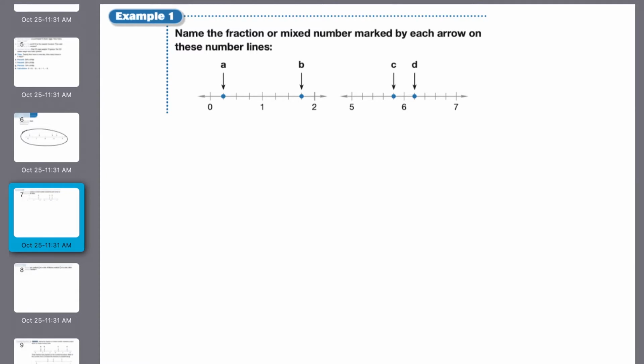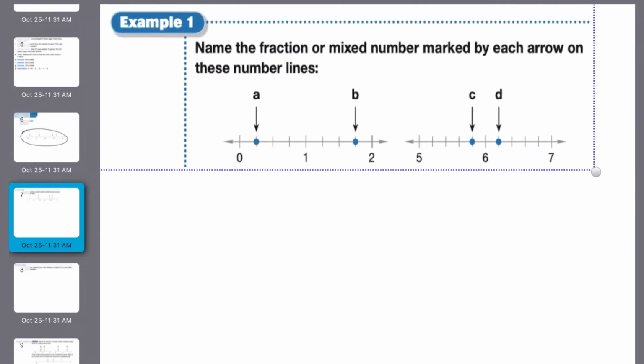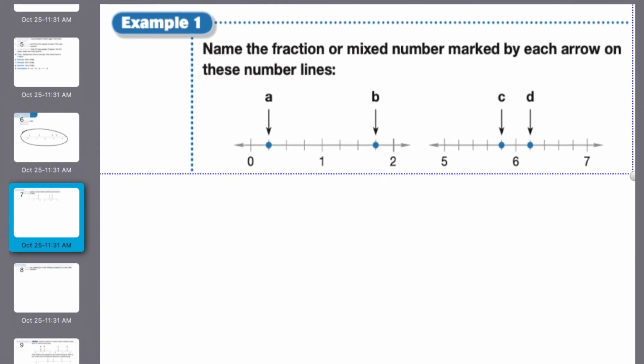So it says name the fraction or mixed number by each arrow on these number lines. So I have it a little bit closer. So let's take a look at A. What would A be? So we need to figure out what the scale is.